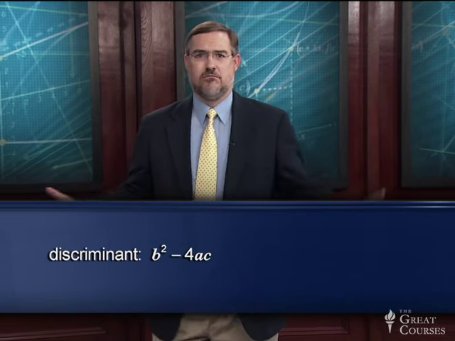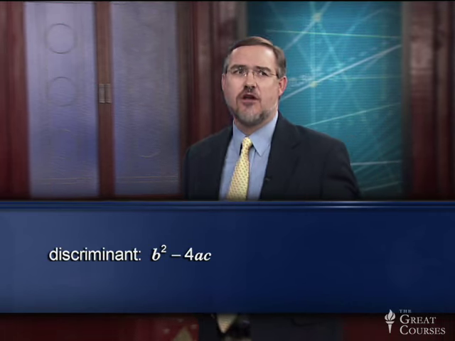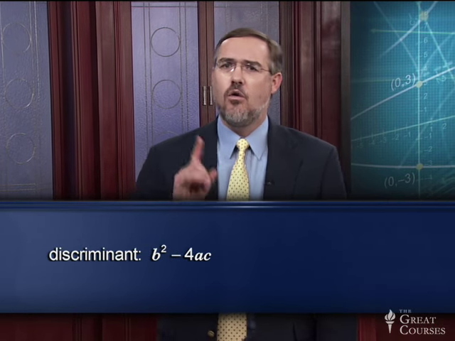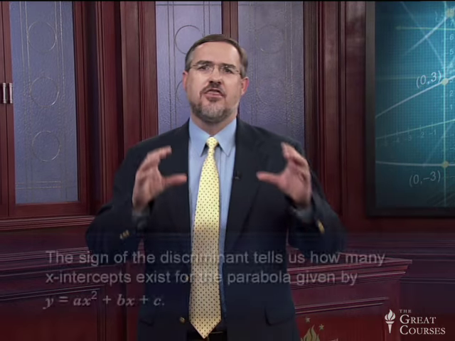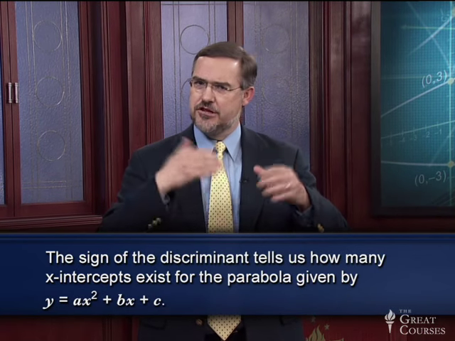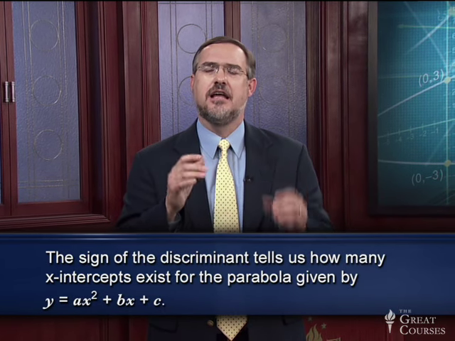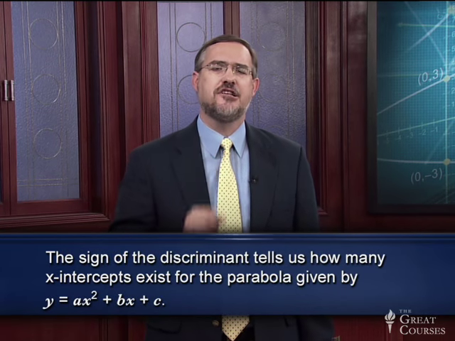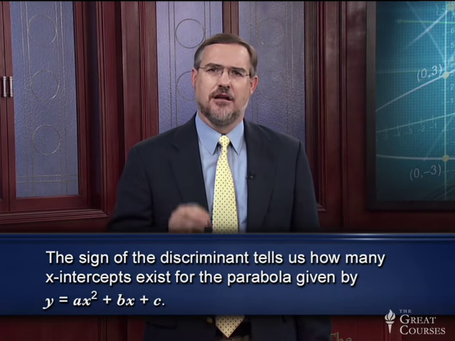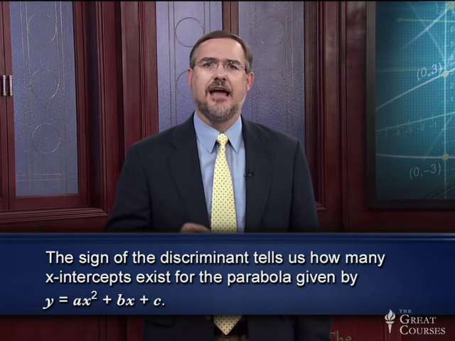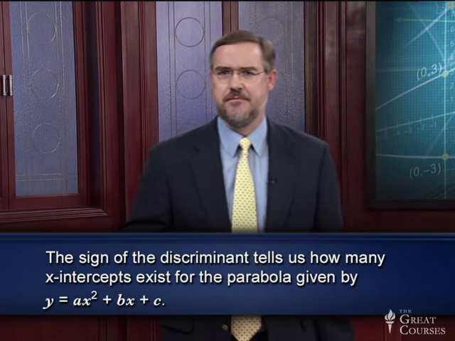So you might wonder, who cares? Why is this discriminant so important? Well, one reason is very easy to state. The sign of the discriminant immediately tells me how many real number solutions the original equation has. You could say it in a more graphical way if you wanted. The sign of the discriminant, whether it's positive or negative after you've simplified it, tells me how many x-intercepts there are for the parabola given by y equals ax squared plus bx plus c.